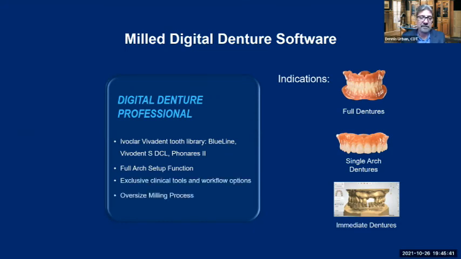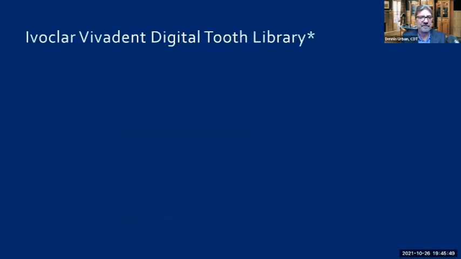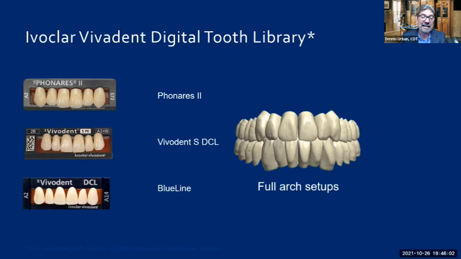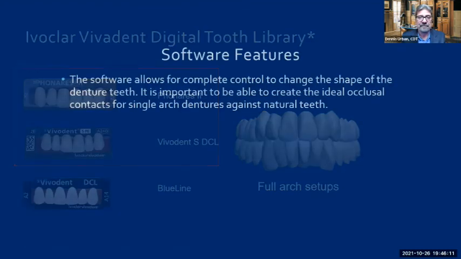We have exclusive clinical tools and workflow options too. And there's something called the oversized milling process, which eliminates a lot of finishing and time consumption while making this denture. So these are the teeth that are used in this Ivoclar system: Phonares, Vivadent, and Blue Line. Pretty well-known teeth all these years, and it's been transferred over to the digital side also. But again, you can also mill these denture teeth out of this special material that Ivoclar has also. I'll talk about that in a second.